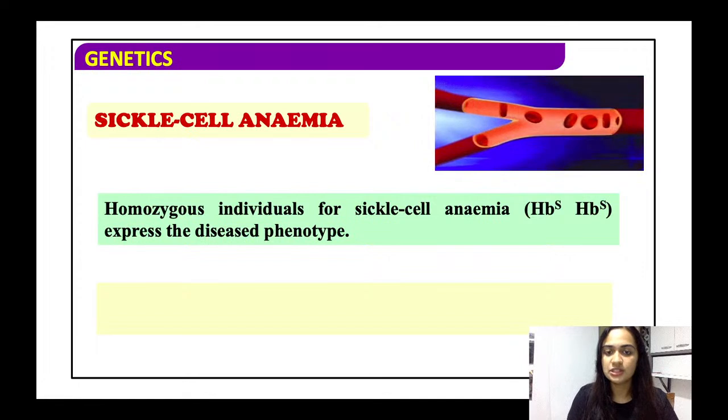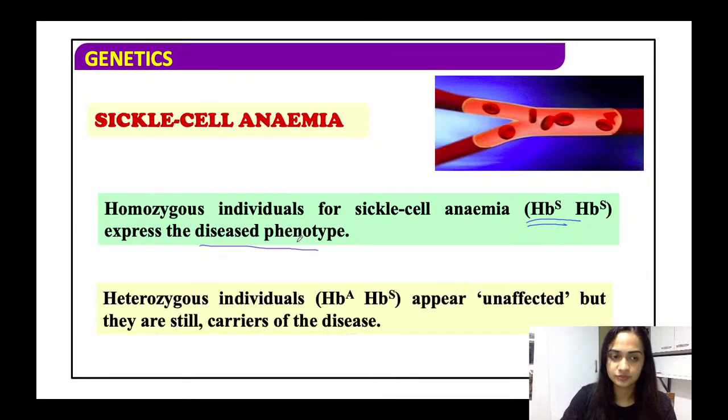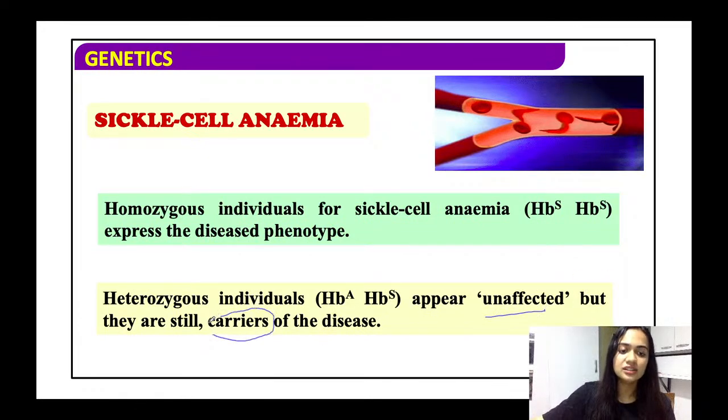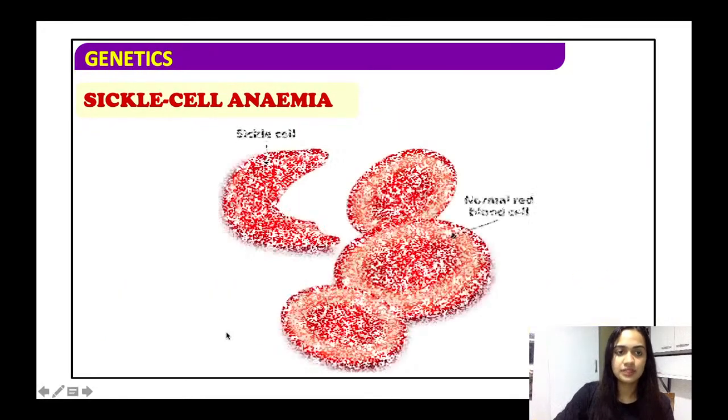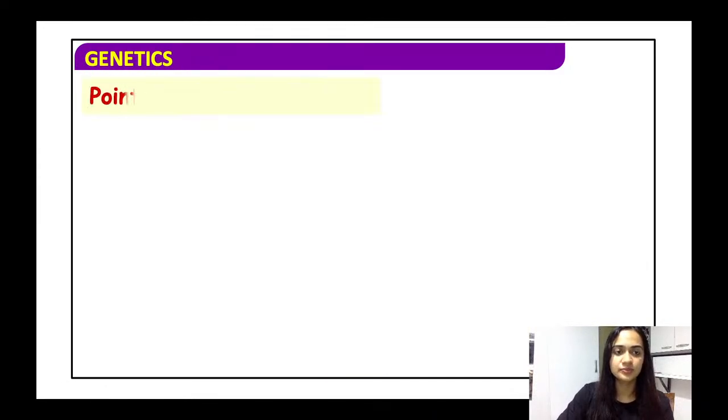A homozygous individual for sickle cell anemia, that is this state, will express the diseased phenotype. Heterozygous conditions, that is HBA HBS, appear unaffected, but they are still carriers for the disease. So this is the sickle cell and this is the normal blood cell.